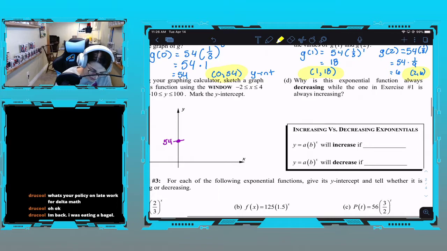So if I was going to sketch those points on my graph, 18 is definitely lower than 54. And then 6 is even lower. So we can see with this picture, oh, that's bad. Let me adjust this just a little bit. Okay. So this one we can see our curve is going down.